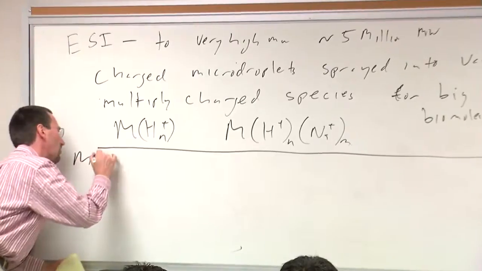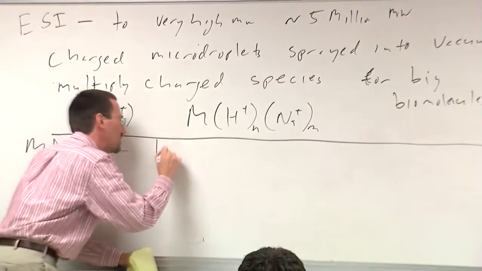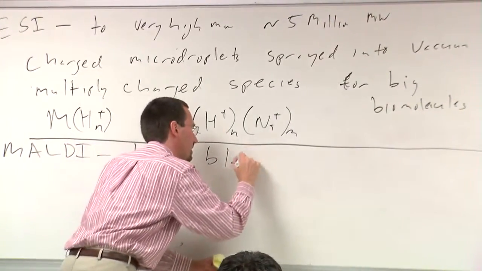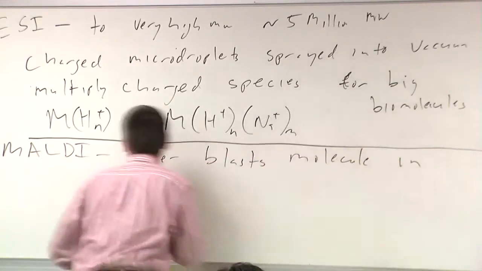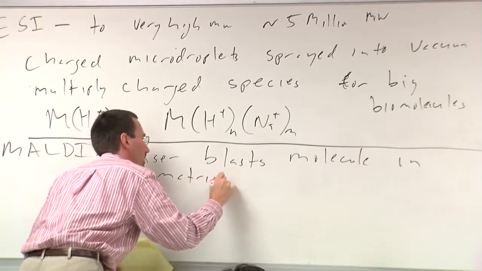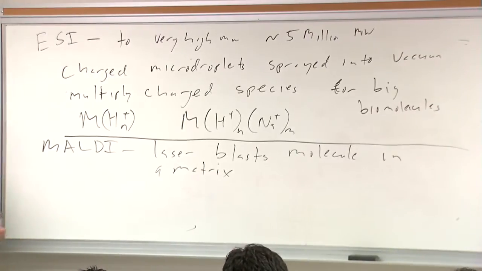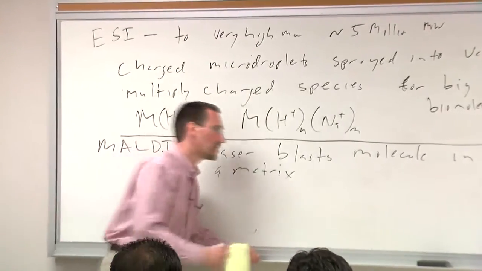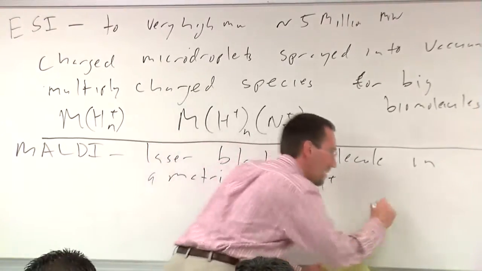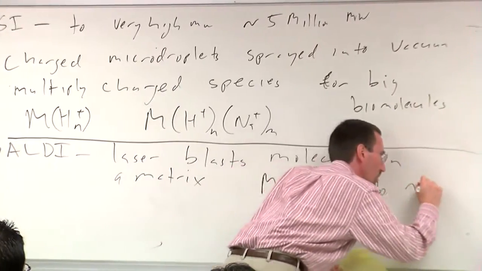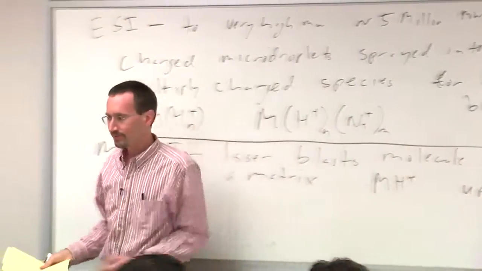Let me just mention MALDI, another technique that John has in his facility. So you're using a laser that blasts the molecule in a matrix. The matrix is a species with a chromophore that absorbs the laser light. And again, you get protonated molecules, so for example, MH plus. And again, this is good for very high molecular weight. I don't know, I'll say up to approximately 300,000 molecular weight, but again, very, very large.